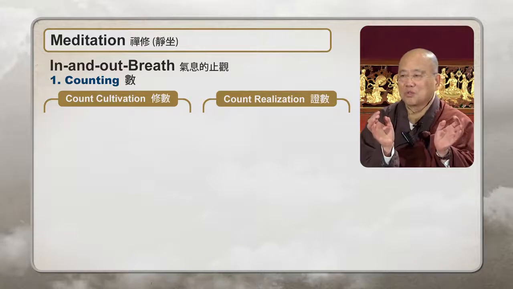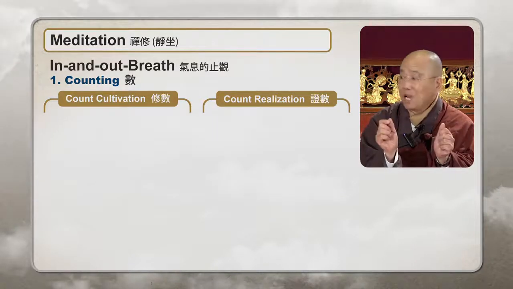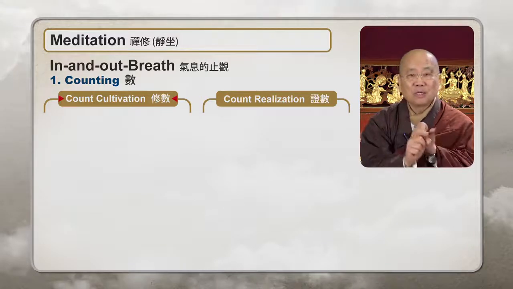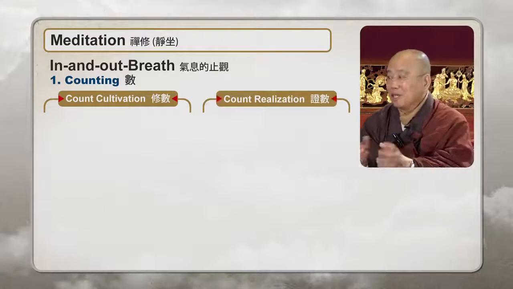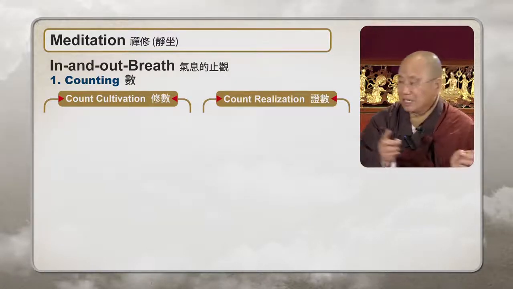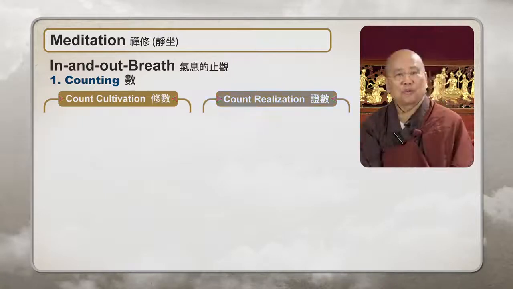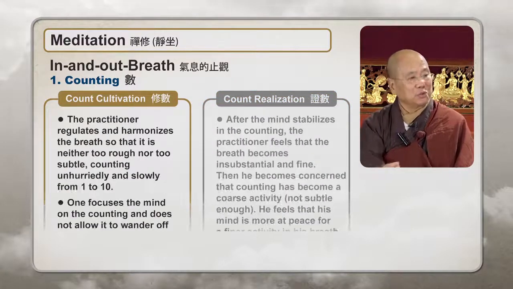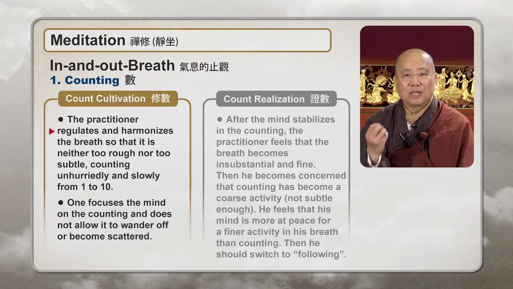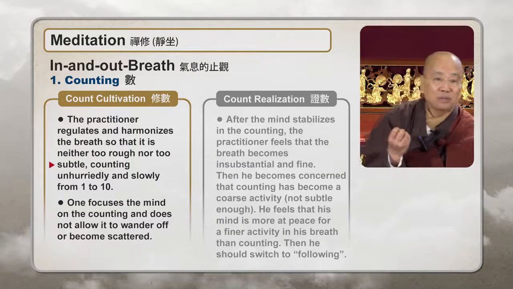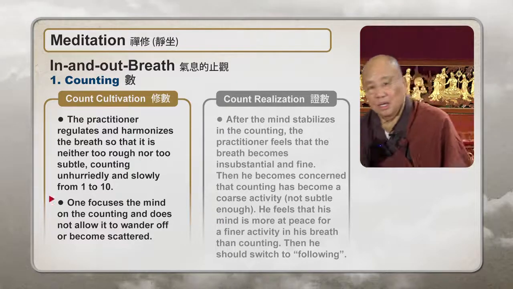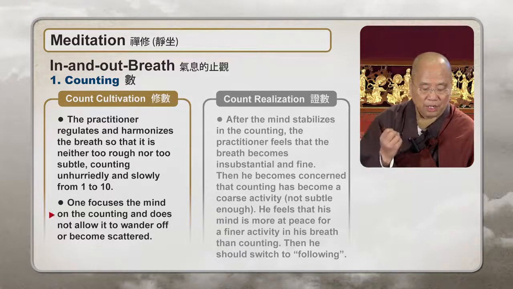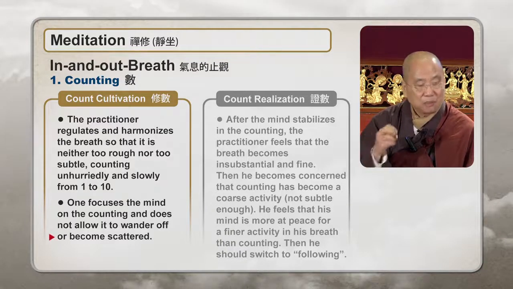When we say counting, the sutra breaks it down into two parts. Cultivation and realization. Cultivation is the cause and realization is the effect. So without the cause, there will not be the effect. First we go into the cultivation of it. How do you do it? The practitioner regulates and harmonizes the breath so that it is neither too rough nor too subtle, counting unhurriedly and slowly from 1 to 10. One focuses the mind on the counting and does not allow it to wander off or become scattered.